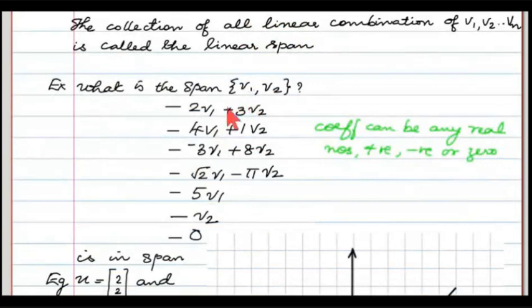What is the span of v1, v2? 2v1 plus 3v2 can be expressed, as can 4v1 plus 1v2, minus 3v1 plus 8v2, root 2 v1 minus 5v2, 5v1, v2, or 0. The coefficient can be any real number, positive or negative, or it can be 0. So these vectors are in the span.